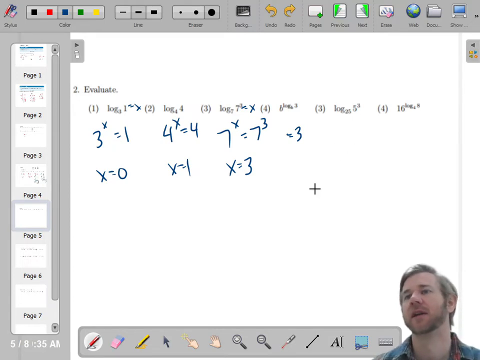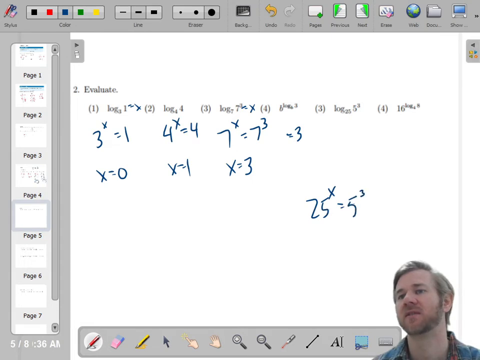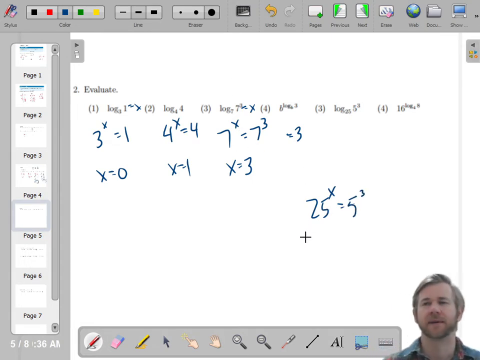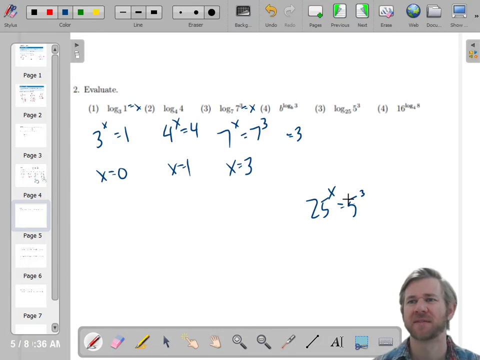This one's going to be a little trickier, so I'm going to write this down here. 25 to the something equals 5 to the third. So you're like, well, 25 and 5 are both powers of 5. I could write this as 5 squared.